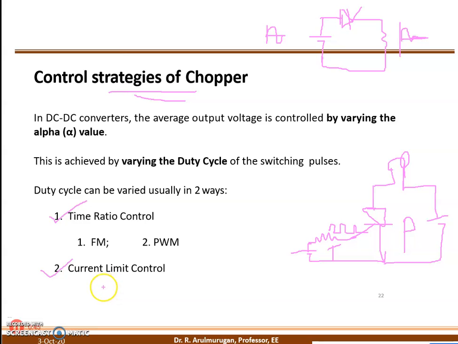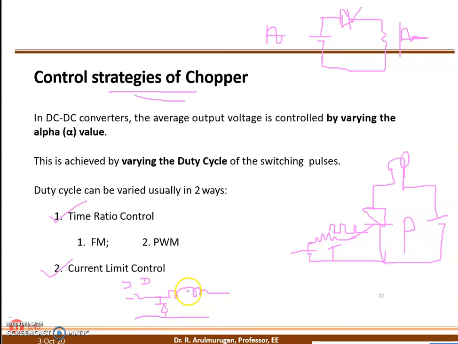So what is a buck converter? A buck converter is nothing but a step down converter. First there is a switch, followed by a diode, and then an inductance. So what is the waveform of this buck converter?